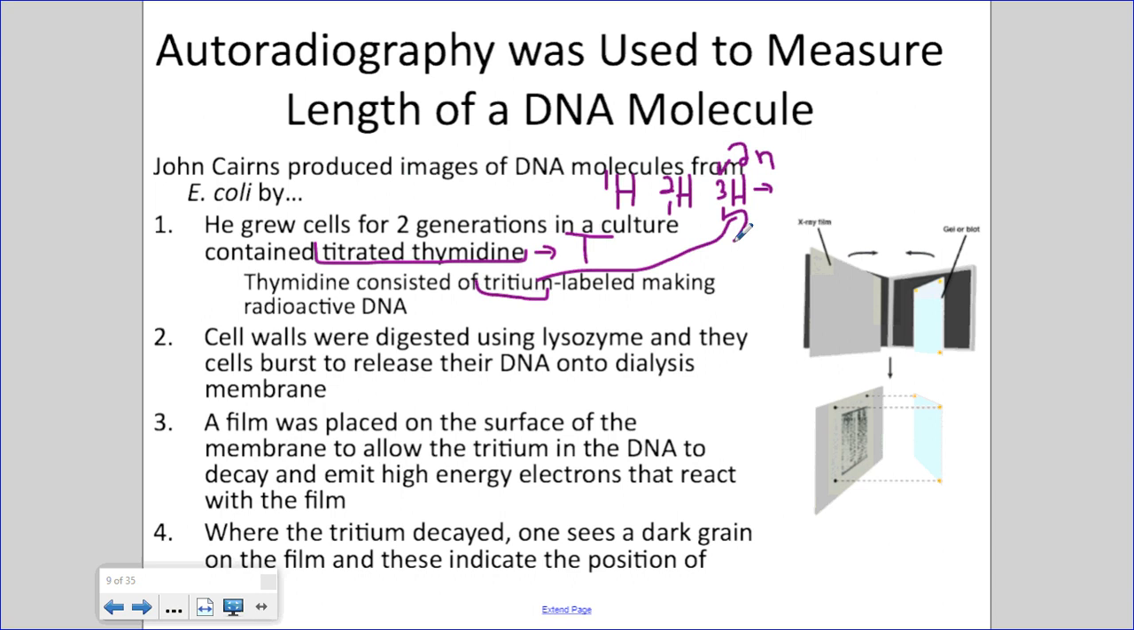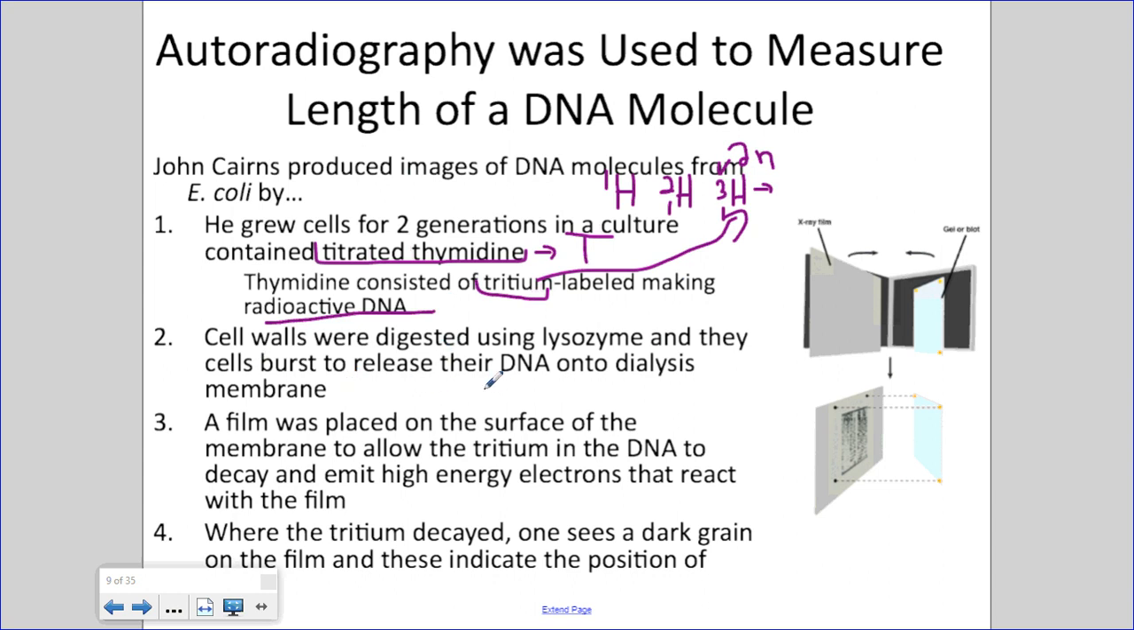Tritium is radioactive. So incorporating this radioactive element into thymidine means that as the DNA is replicated and new DNA is synthesized, the thymidine that gets incorporated is going to contain this radioactive tritium. Yes, it is harmful for the cell, but they can grow in it for a little bit. So he grew 2 generations of E. coli in this culture containing radioactive thymidine.